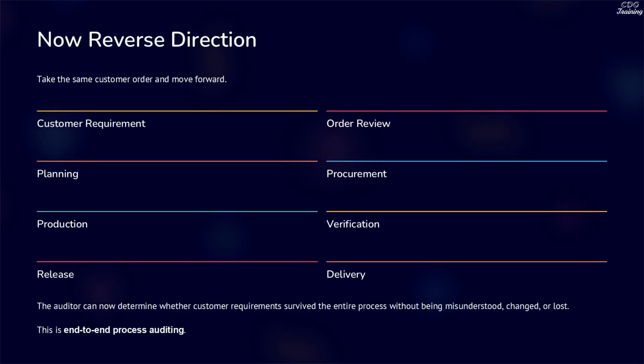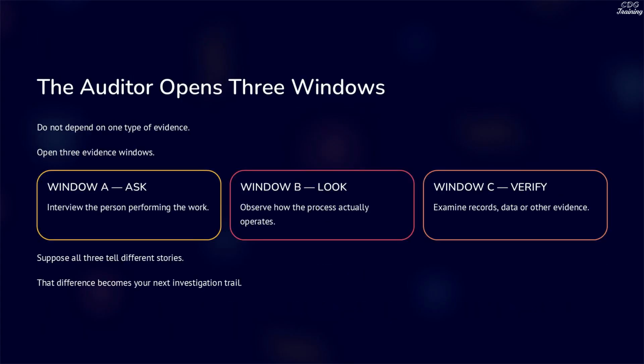Reverse the direction of your audit to ensure customer requirements are met throughout the process. This end-to-end auditing approach verifies that nothing is lost or misunderstood. Open 3 evidence windows to gather comprehensive insights. By asking, observing, and verifying, you create a robust foundation for your audit conclusions.